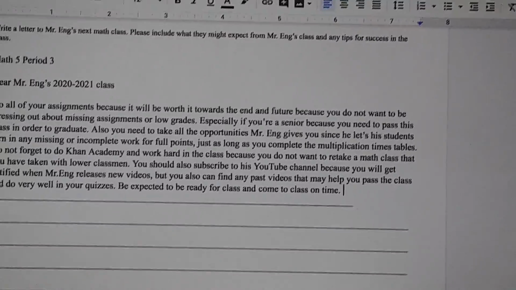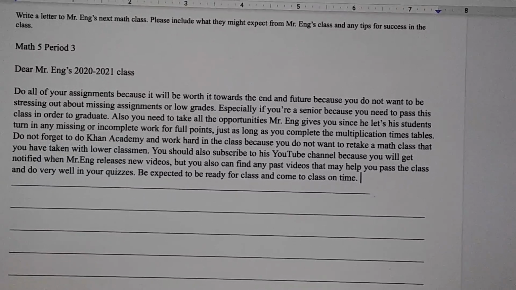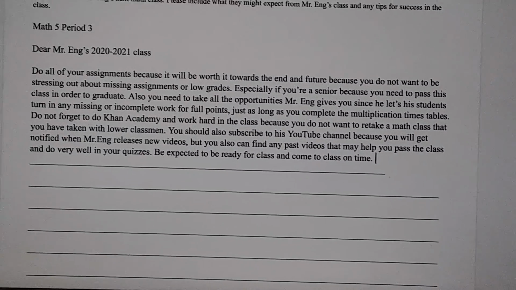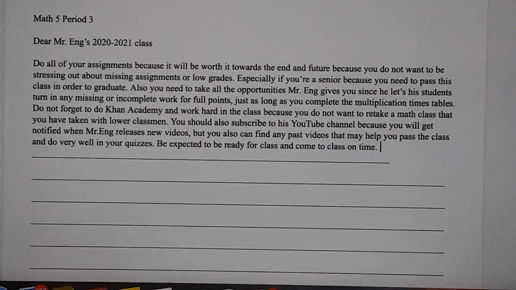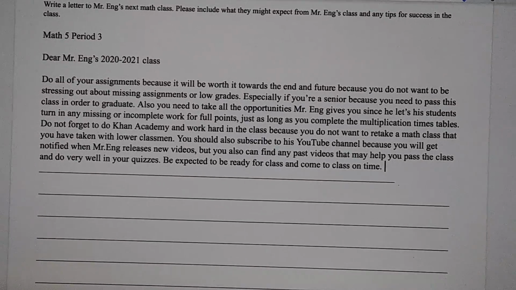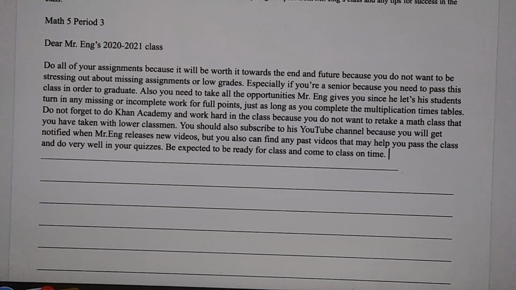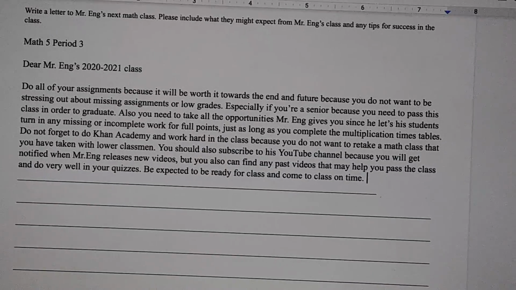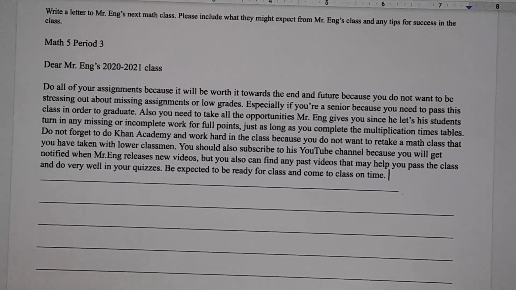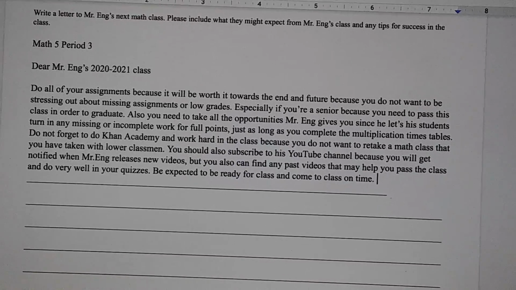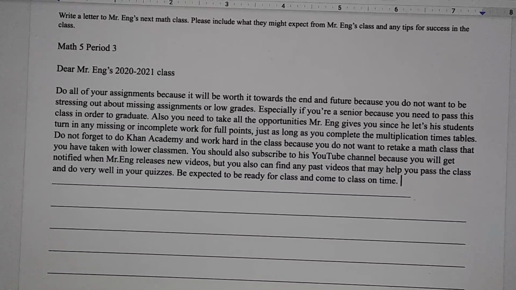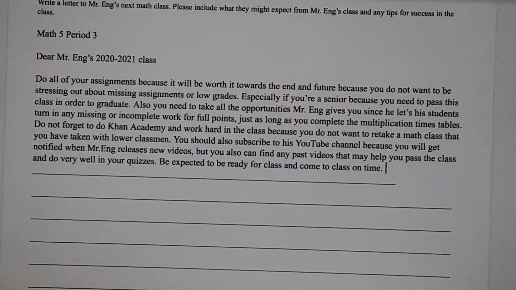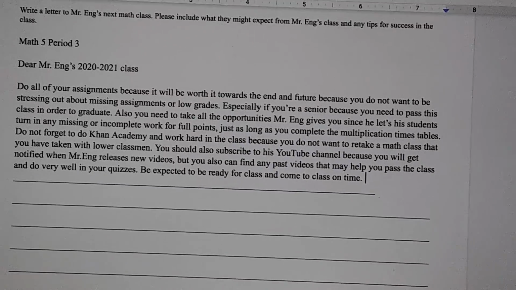Especially because you do not want to use any of your bathroom passes, since at the end of the semester it will count as extra credit points. And if you're one of those students that really needs the extra credit as possible, you should try to not waste any of your bathroom passes.